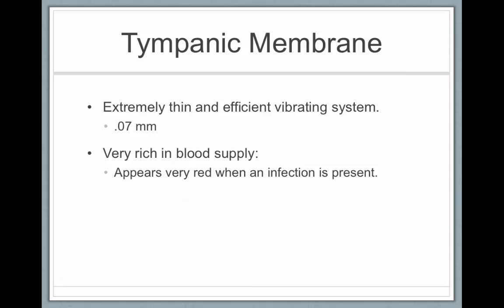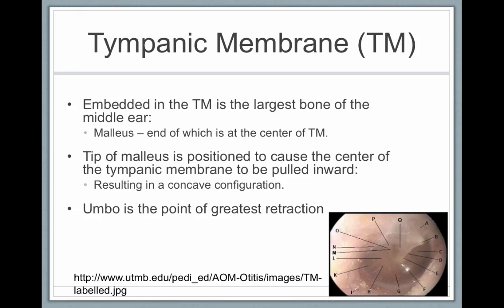The tympanic membrane is an extremely thin and efficient vibrating system. It's 0.07 millimeters. It's very rich in blood supply, and it's normally transparent, but when there's an ear infection, it looks very red because it's rich in blood supply. See, here's a picture of the tympanic membrane. See, it's pretty transparent. Embedded in the tympanic membrane is the largest bone of the middle ear, the malleus.